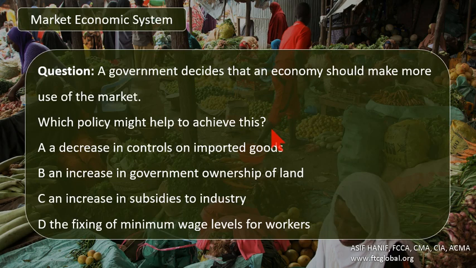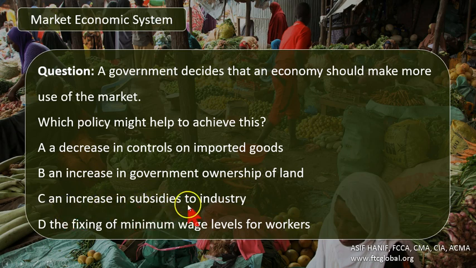Next, a government decides that an economy should make more use of market forces. So which policy might help to achieve this? A decrease in control on the imported goods. In fact, that's the right answer. Let's move in the reverse order so that we understand the other options as well. The fixing of minimum wage levels for the worker. This is done in the planned or mixed economic system.